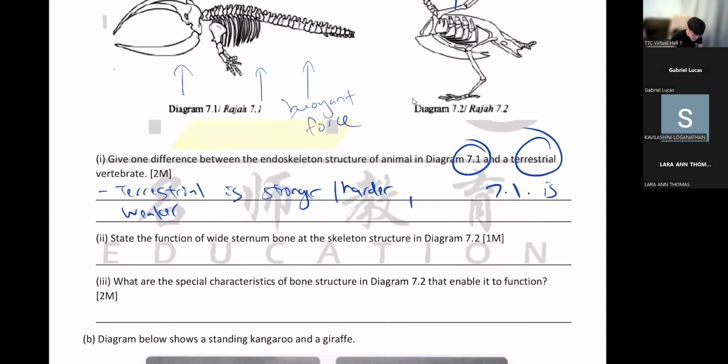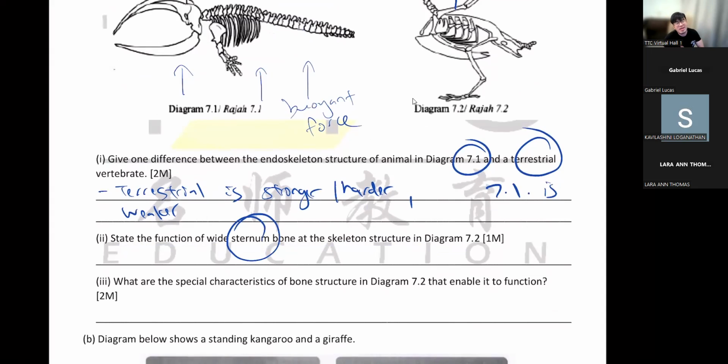Right, next, number 2. State the function of wide sternum bone and the skeletal structure in 7.2. What is a sternum bone? Okay, by the way, if you don't know this, it's okay. Sternum bone is here. This middle bone here. Okay, when you press the middle of your chest, can you feel there's a bone in the middle of here? This is the sternum bone, right? Why do they need such a sternum bone, such a wide sternum bone?